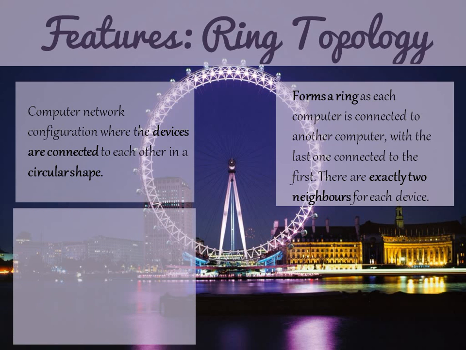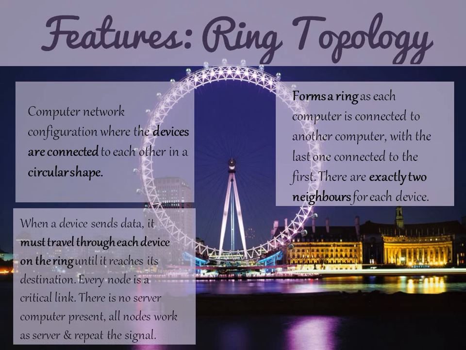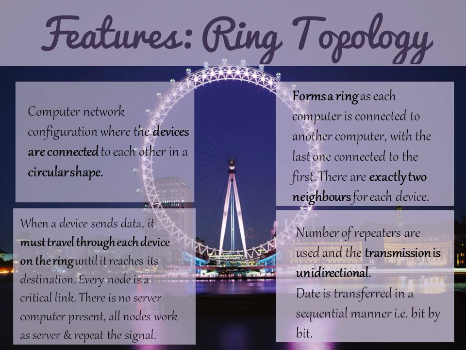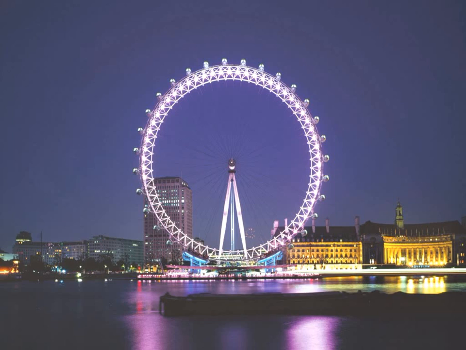There are exactly two neighbors for each device. When a device sends data, it must travel through each device on the ring until it reaches its destination. Every node is a critical link. In a ring topology, there is no server computer present. All nodes work as a server and repeat the signal. A number of repeaters are used and the transmission is unidirectional. Data is transferred in a sequential manner, that is bit by bit.